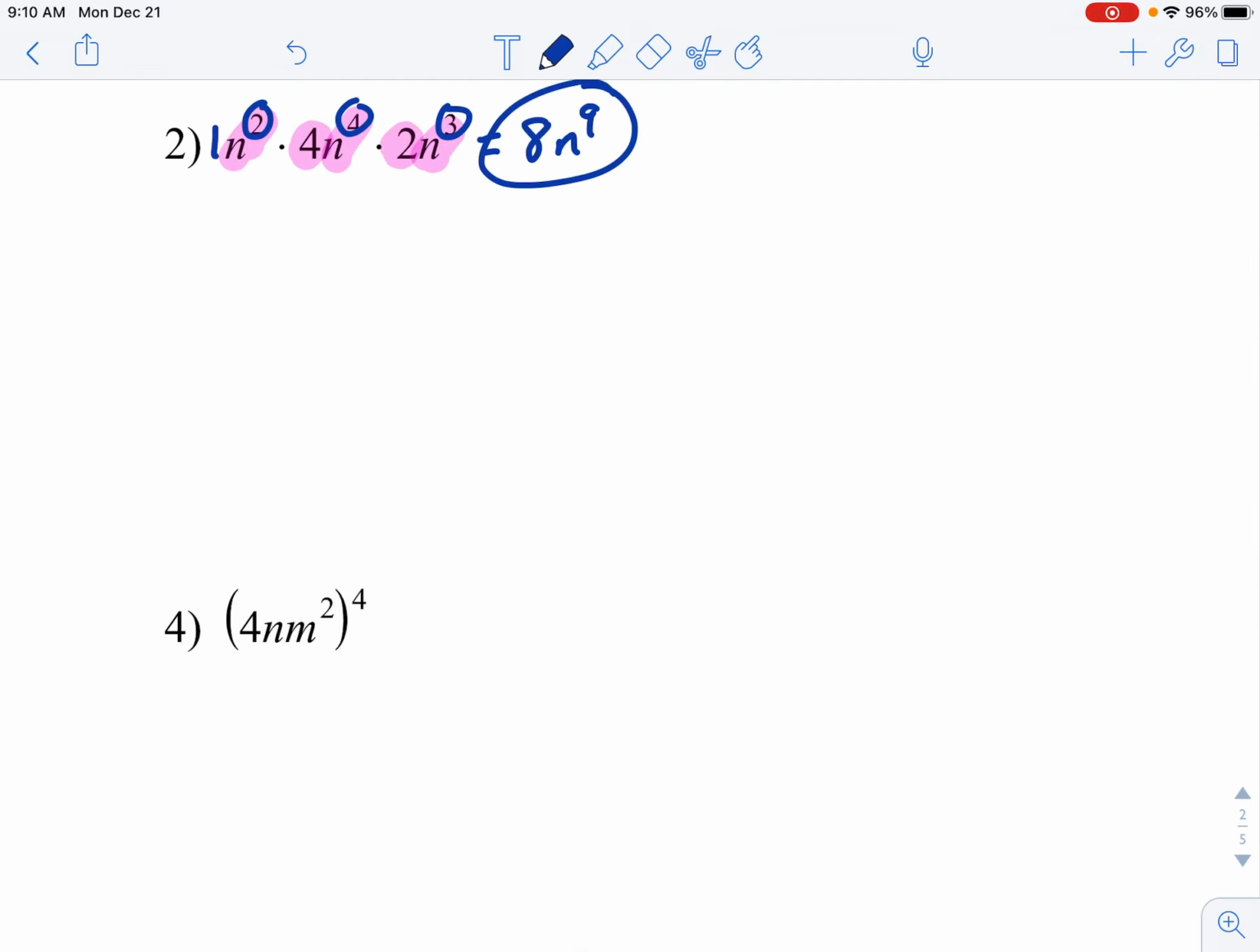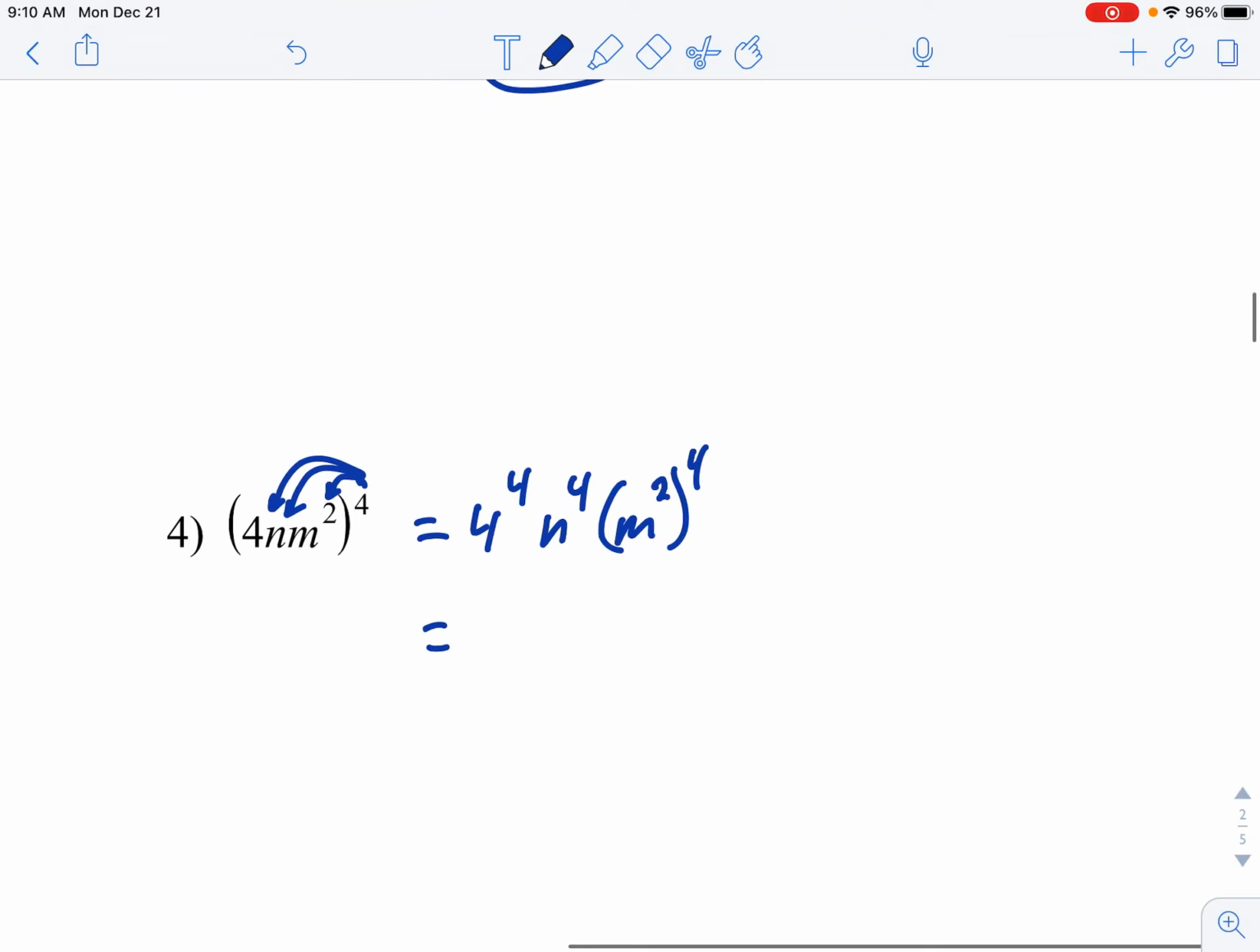The next one, number 4. So we've got multiple bases all raised to the same power. Those parentheses basically means that power applies to everything in the parentheses. So that becomes 4 to the 4th, n to the 4th, m squared to the 4th. And we can simplify this. 4 to the 4th power, grab a calculator if you need to, works out to be 256, I believe. N to the 4th, you can't simplify, it's just n to the 4th. M to the 2nd to the 4th works out to be m to the 8th.